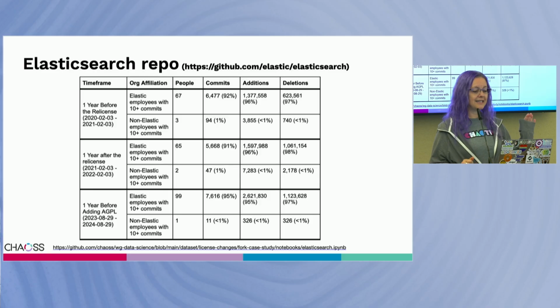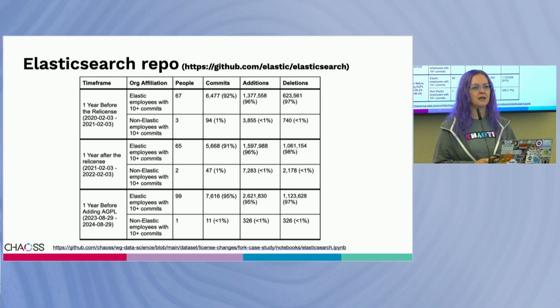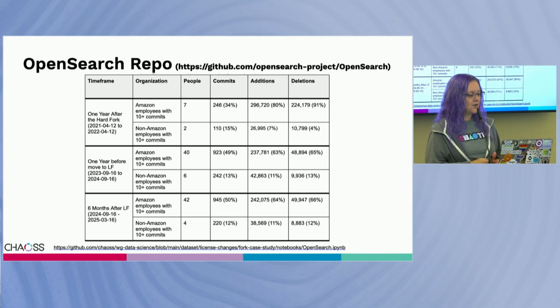Now, it's not on this slide, but I also looked at 6 months after they added the AGPL. So 6 months after they became an open source project again, there were actually no non-employees with 10 or more commits, which is not entirely surprising given that they didn't have people contributing before when they were an open source project. So I wouldn't have expected the AGPL to get them a whole bunch of new contributors, and indeed it did not.